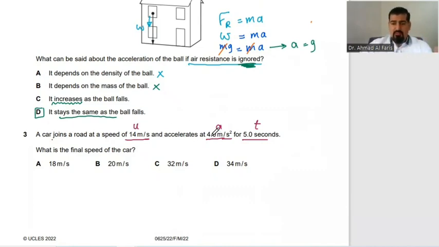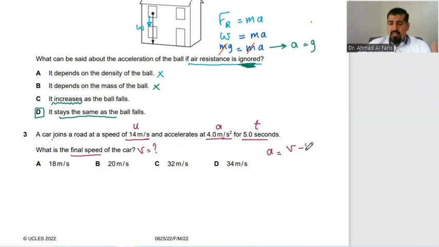He speeds up, he pushes the gasoline pedal to increase the thrust force, to make a resultant force that causes this acceleration, 4 meters per second squared, for how long? 5 seconds. Find out the final speed after the 5 seconds. Now we know the acceleration, and the final speed is the thing that we need to find out.